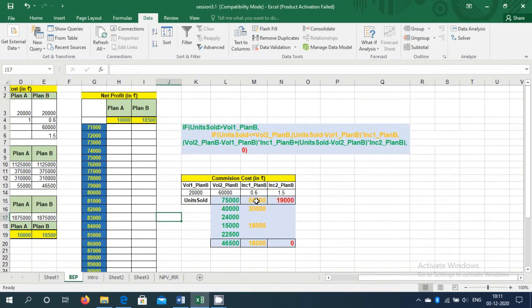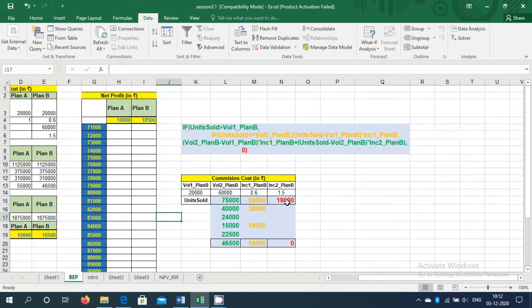So at that point of time, how is it going to be decided? Units sold is 50,000 in this case, so 50,000 minus volume 1 plan B, that is 20,000. So 50,000 minus 20,000 is 30,000. Over here it is 30,000 into incentive 1 plan B, that is 0.6. 30 into 0.6 is coming 18,000.